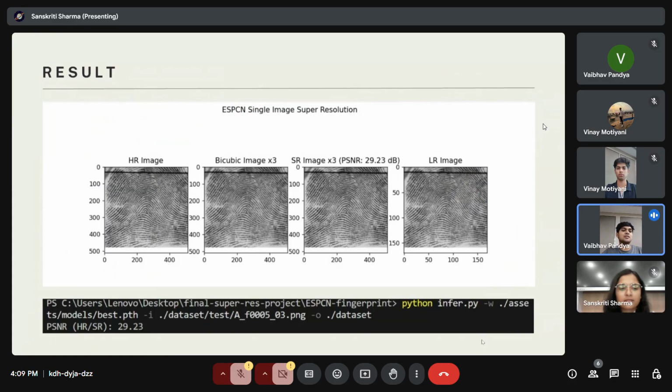As you can see in the output, our peak signal to noise ratio comes to about 29.23, which is a good value, and the highest it can go is about 40, which is excellent. We have trained this model on 500 images, so our PSNR comes to about 29.23.